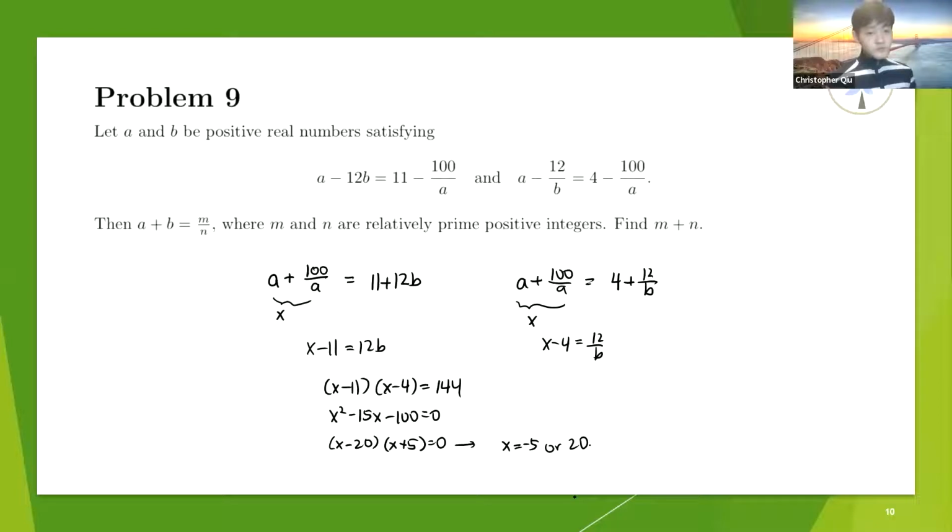But the problem tells us that a and b are both positive real numbers. So since a is a positive real number, so is 100 over a. And this would make a plus 100 over a a positive real number as well. So x is positive, and we can ignore the negative solution. So now we've gotten that x is equal to 20. And so we have this equation, a plus 100 over a is equal to 20.